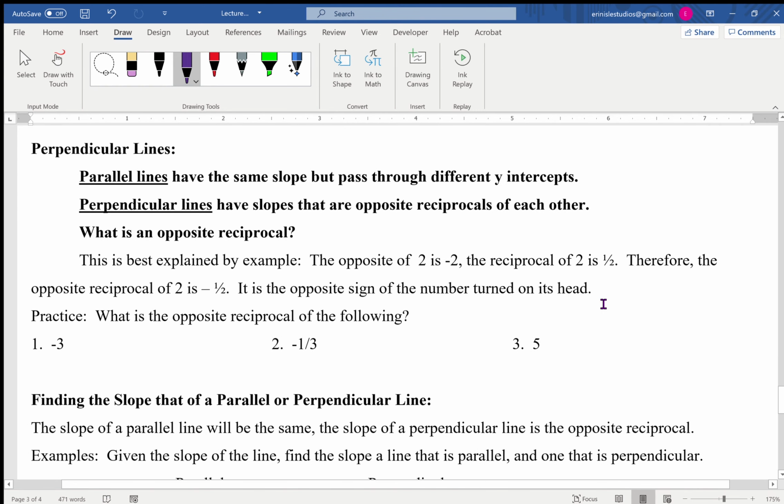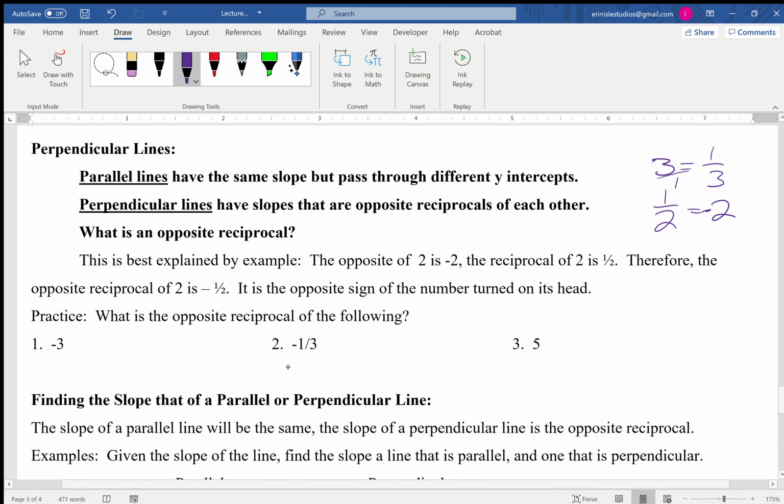Perpendicular lines, on the other hand, have negative reciprocals. Reciprocal means you flip it or you do 1 over. So the reciprocal of 3 is 1/3. The reciprocal of 1/2 is 2. But remember, you can think of that as 3 over 1. So you're really just flipping it. And then you take the negative. So that would be the reciprocal, the perpendicular slope.